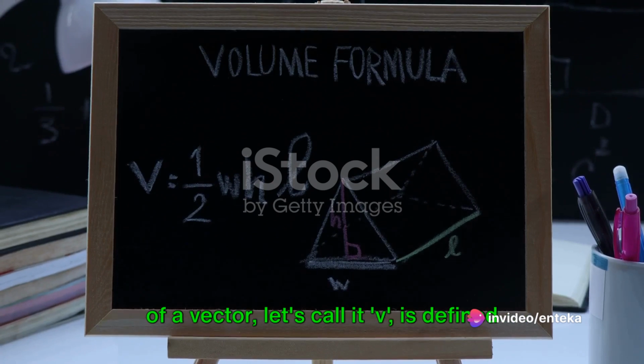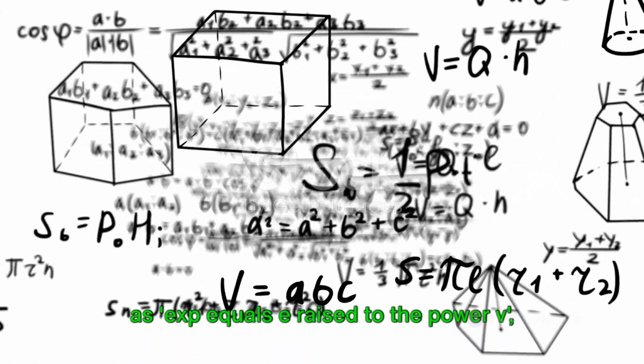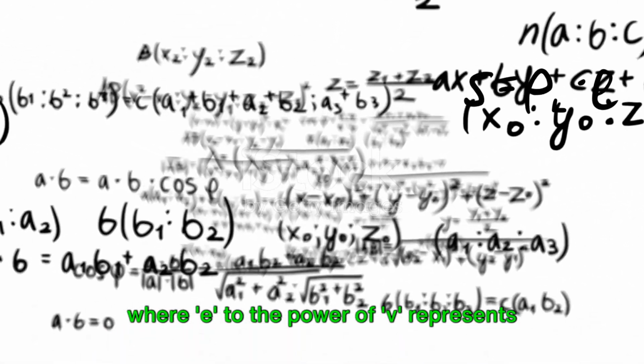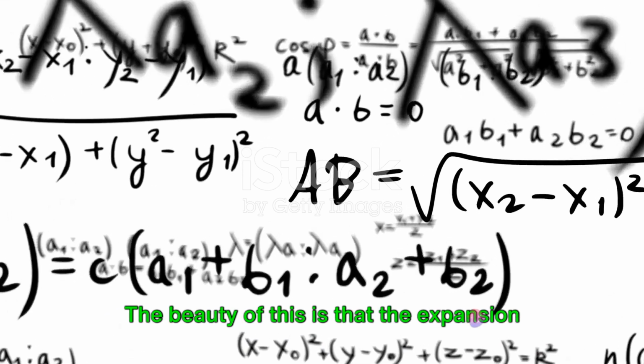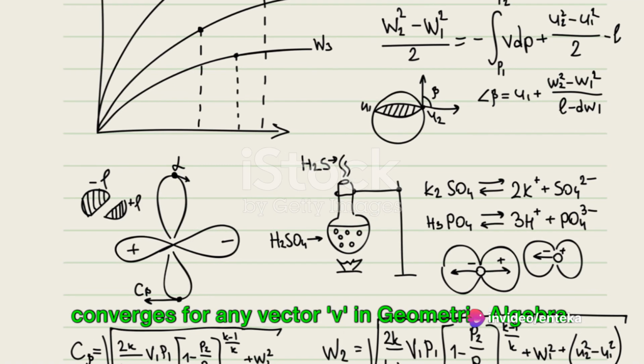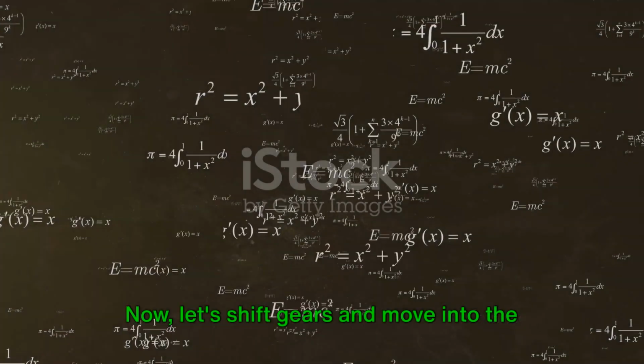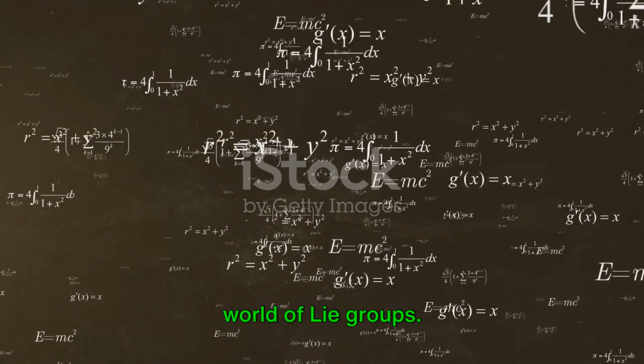The exponential of a vector, let's call it v, is defined as exp v equals e raised to the power v, where e to the power of v represents the exponential series expansion of v. The beauty of this is that the expansion converges for any vector v in geometric algebra. Quite remarkable, isn't it? Now let's shift gears and move into the world of Lie groups.